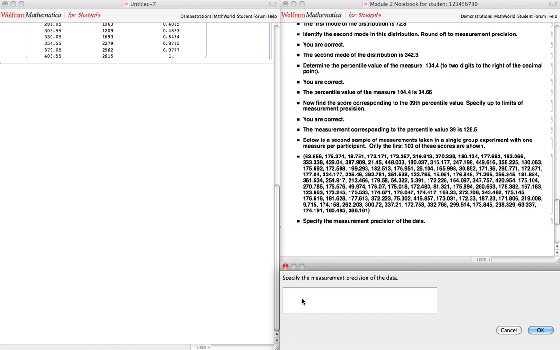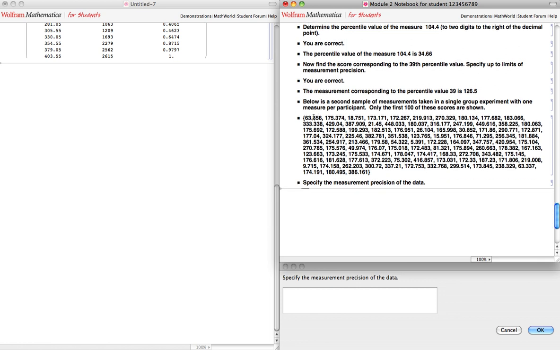Okay, so in this case, you're given a sample. Well, this is actually a subsample of a larger sample of data. You're only shown 100 of these measurements. The first question you're asked is to specify the measurement precision of the data. The measurement precision is 3. There are 3 digits to the right of the decimal.